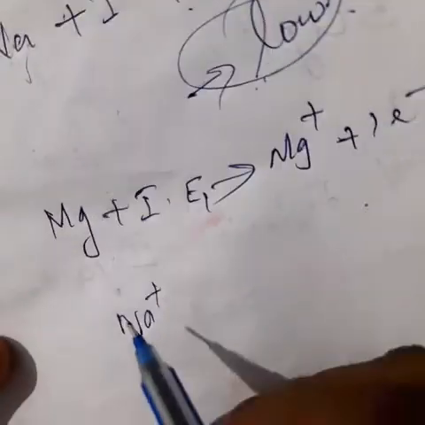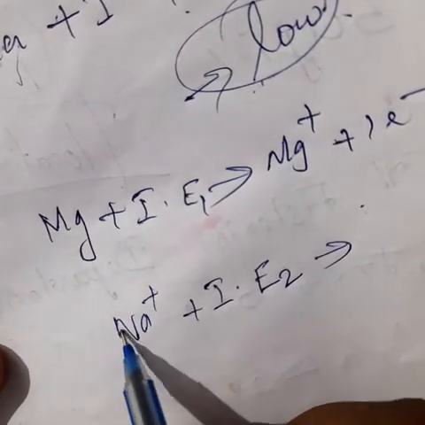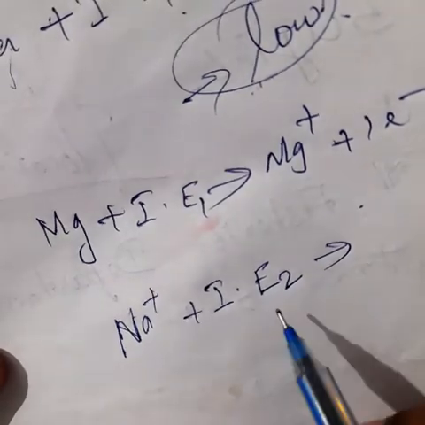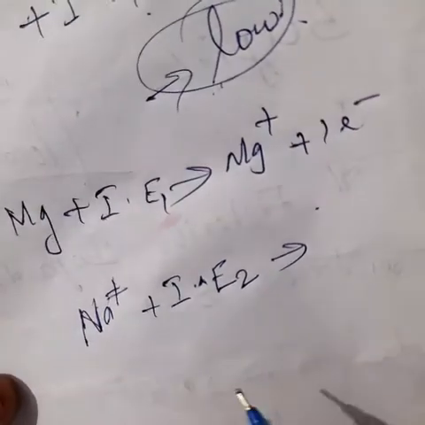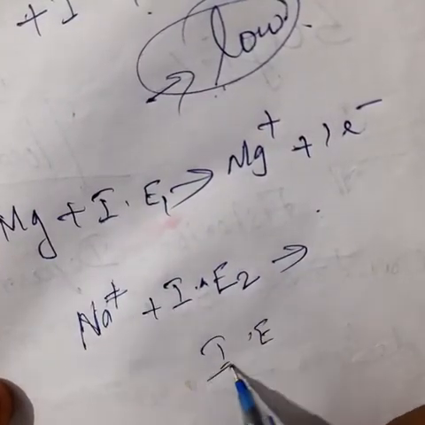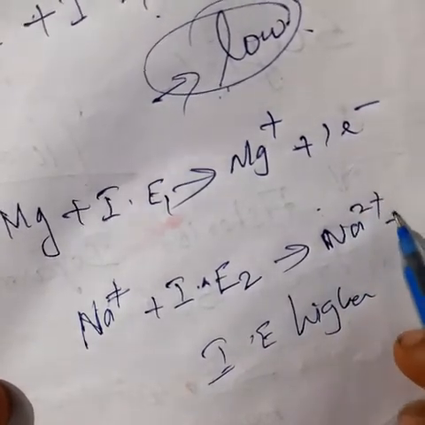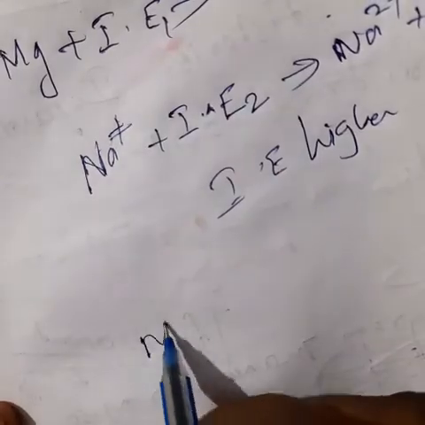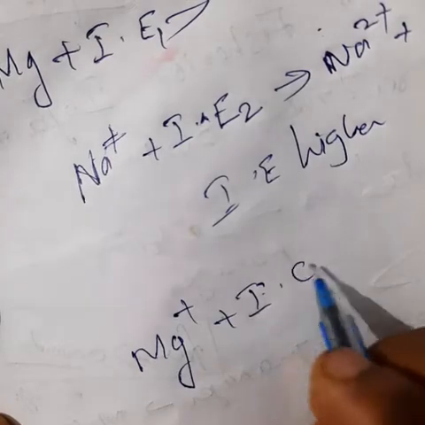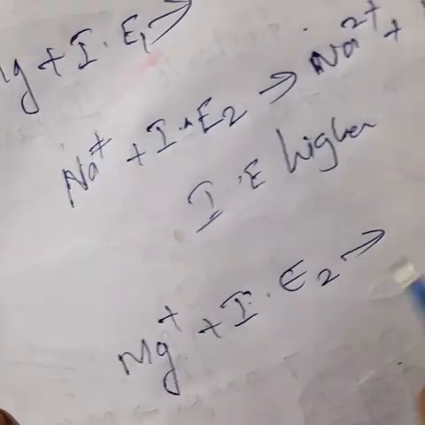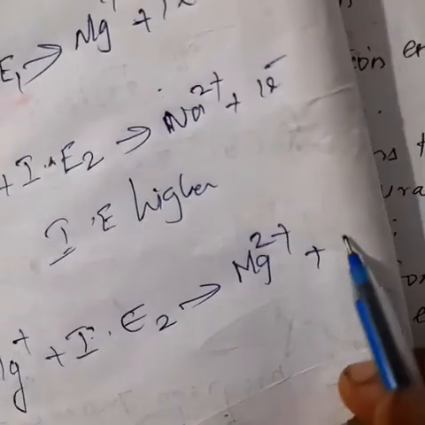Now if we are removing another electron from the Na plus ion, its ionization energy will be high. Understood? So therefore the second ionization enthalpy of sodium is higher than that of magnesium. But magnesium's second ionization energy is low, because only 2 electrons are in the outermost orbit, so it is easy to remove them. First 1 electron is removed, after that only 1 electron remains, so we can remove it easily from the magnesium.